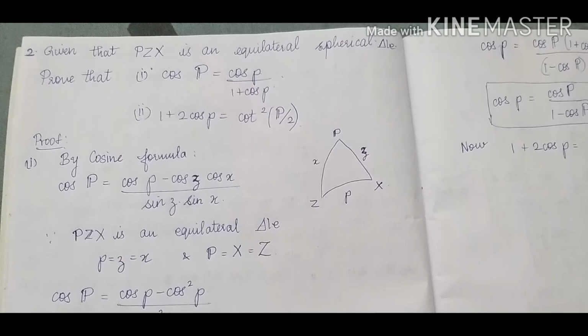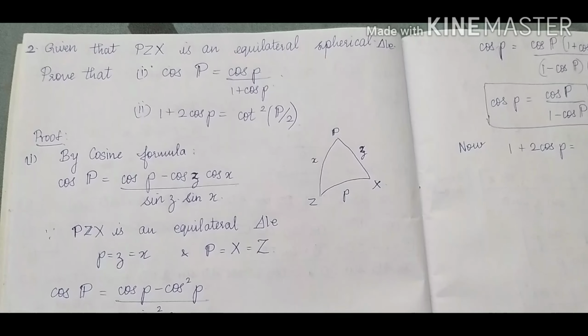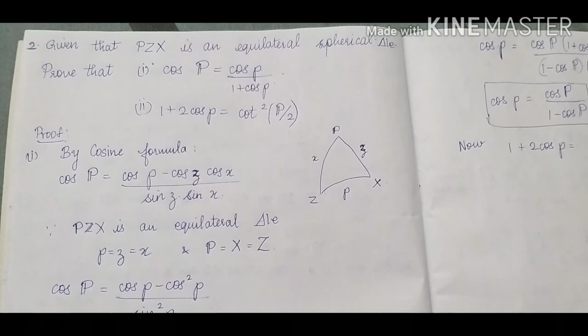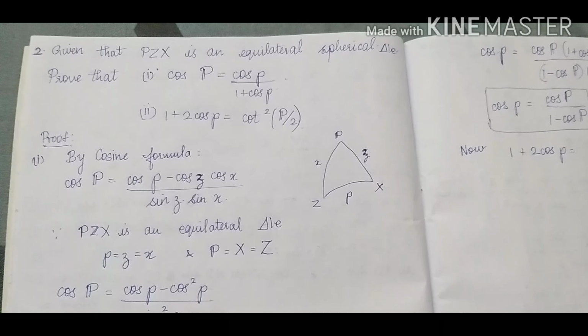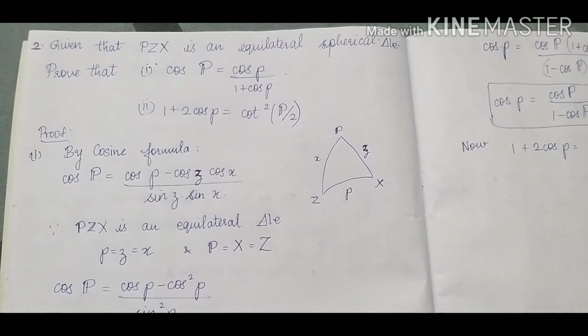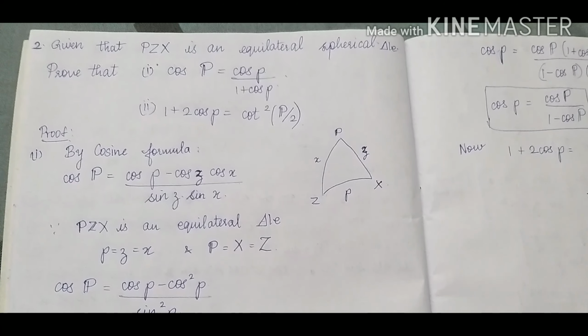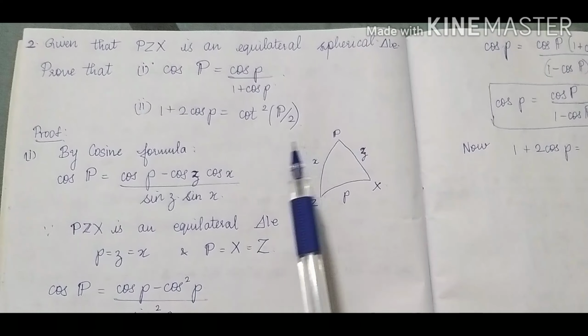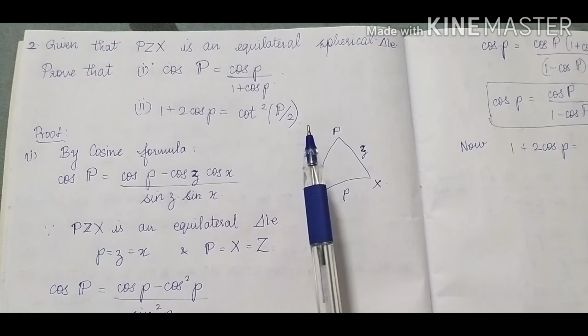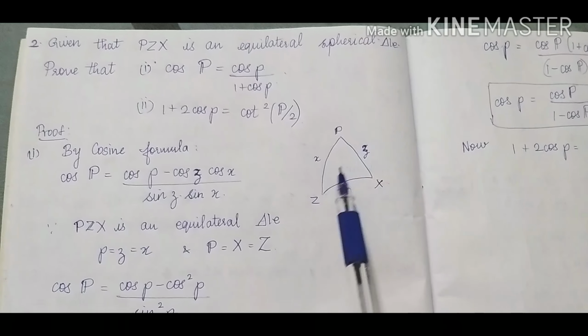Given that PZX is an equilateral spherical triangle, prove that cos capital P equals cos small p by 1 plus cos small p, and 1 plus 2 cos p equals cot square of capital P by 2. So this is basically nothing but a relationship between the angles and sides of an equilateral spherical triangle.